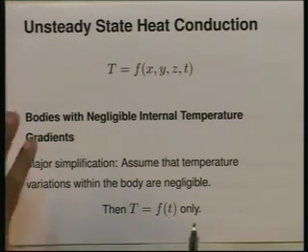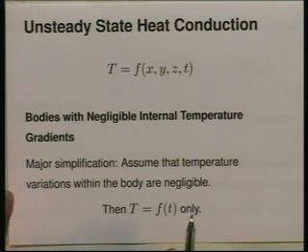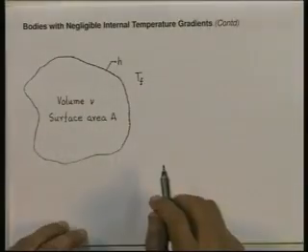All right. So, first, in considering unsteady state situations of heat conduction, let us first consider those situations in which we can neglect internal temperature gradients. So, temperature is only going to be a function of time. Let us derive the differential equation for this situation: bodies with negligible internal temperature gradients.